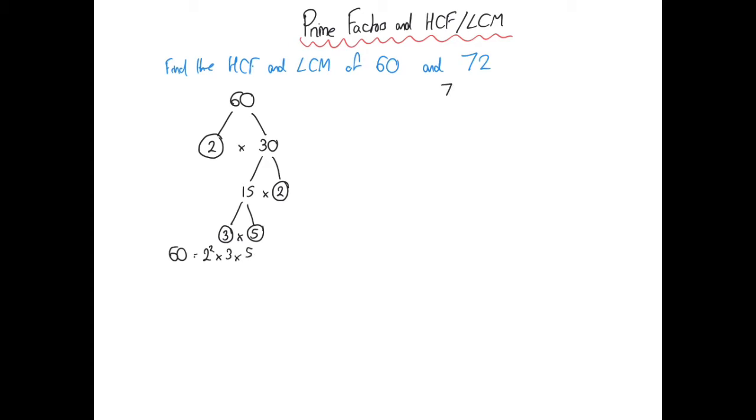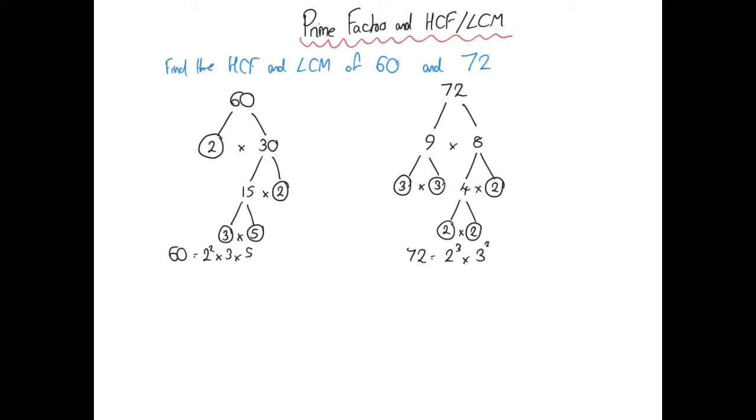Now let's look at 72. So 72 is 9 times 8, neither of which are prime, so let's break them down again. 9 is 3 multiplied by 3. 8 is 4 multiplied by 2, and then 4 is 2 times 2. So 72 is in fact 2 cubed times 3 squared. Okay, so that's breaking into prime factors. You'll have to do that in your assessment. You'll be asked to break it into prime factors.